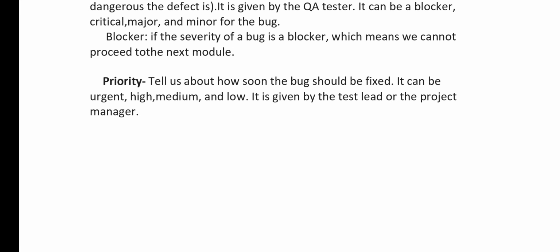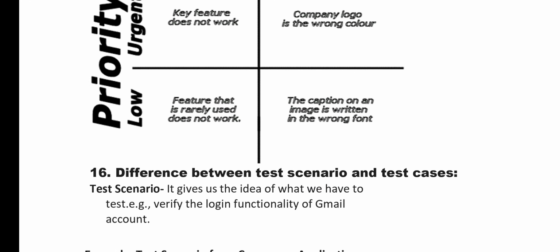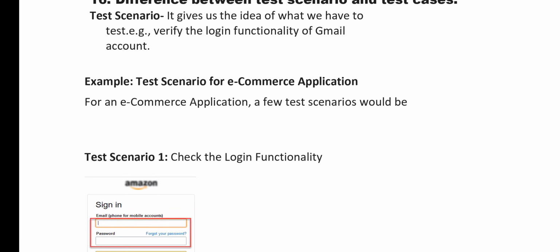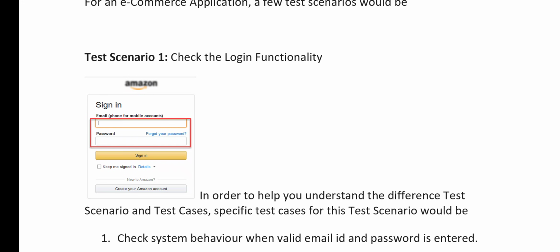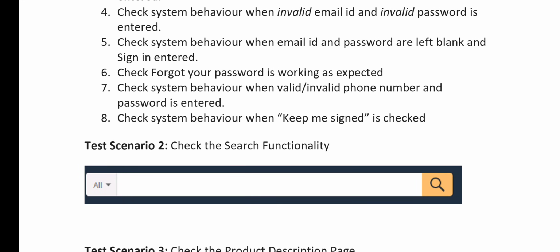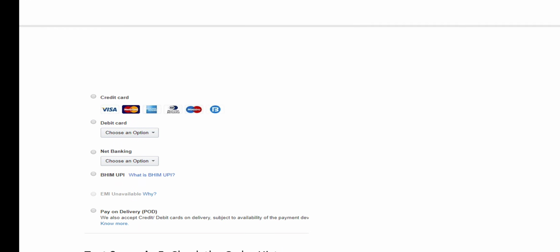Okay, and then next comes the important topic, that's severity and priority in testing. What exactly is severity and what exactly is priority, and what are the different examples to understand the criticality and non-criticality, and the priority of low and urgency of a critical or non-critical bug. Okay, and then we talked about the difference between test scenario and test cases by taking scenarios. You can see we have taken different scenarios to understand the difference between test scenario and test cases.